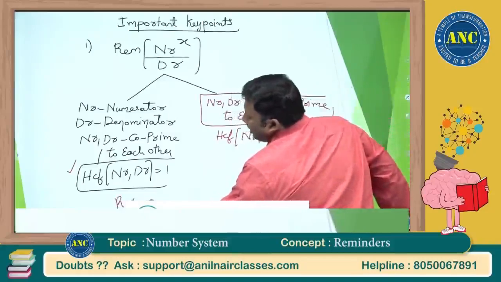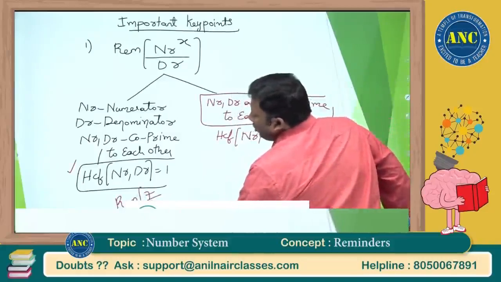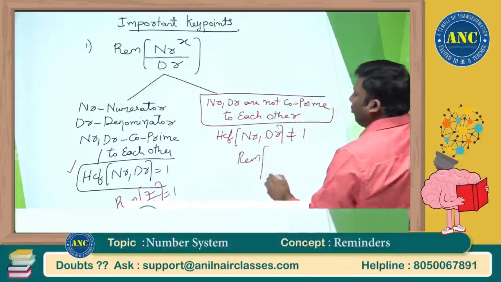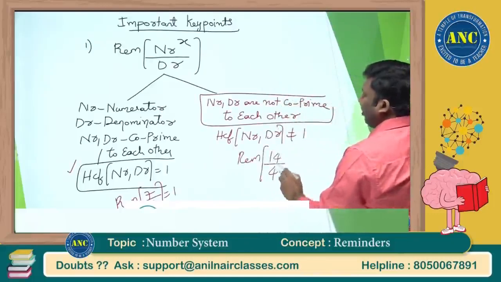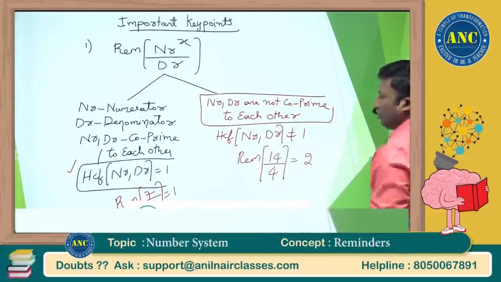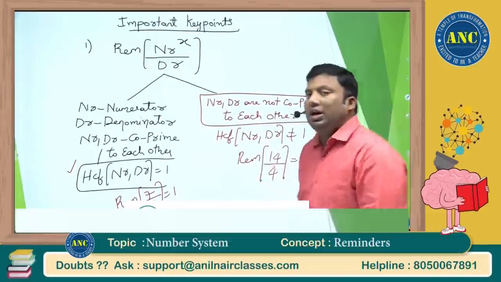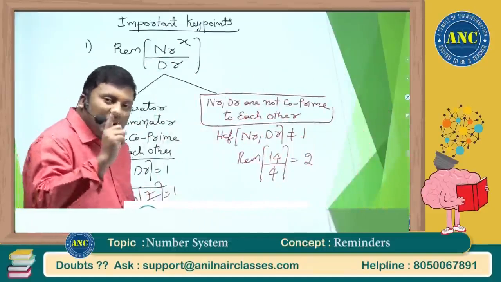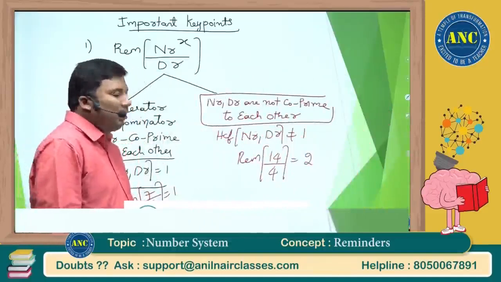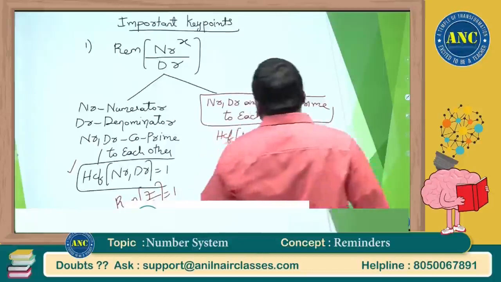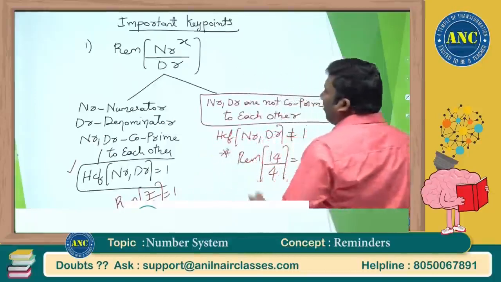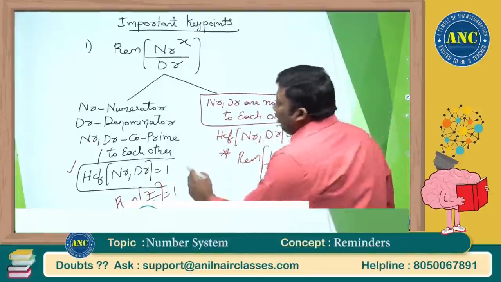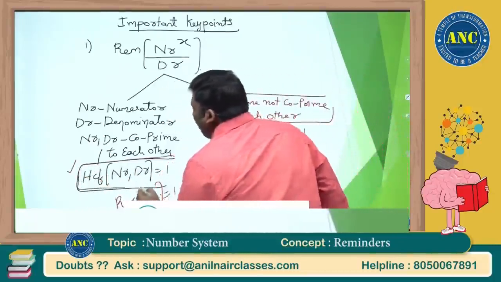See here. 7 divided by 2: 2 3s are 6, remainder is 1. 14 divided by 4: 4 3s are 12, remainder 2. 14 and 4 are even numbers. Can the HCF of two even numbers be 1? No. This is an example of the case where the numerator and denominator are not co-prime to each other, while 7 and 2 are co-prime.